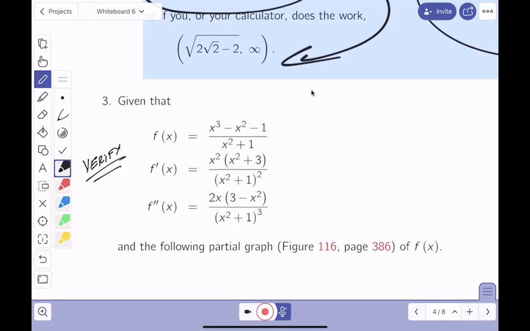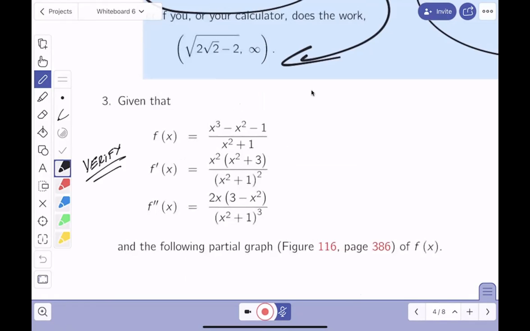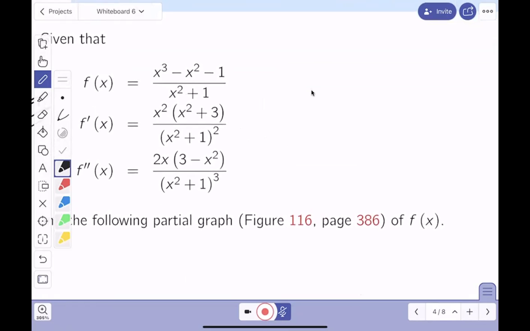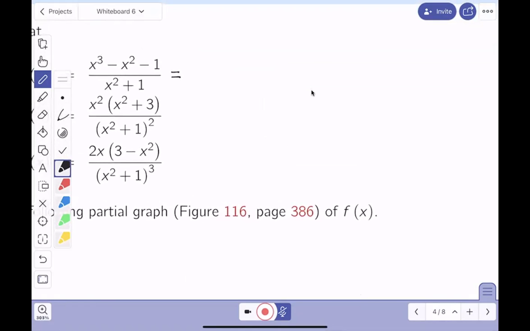All right. They gave me a partial graph. Let's look at it. I'm seeing that. That's not bad. And let's go through what you would have done in Math 119. In Math 119, what you would have done was a long division, because the degree at the top is one more than the bottom. And they told you to do it. Let's see what you get.